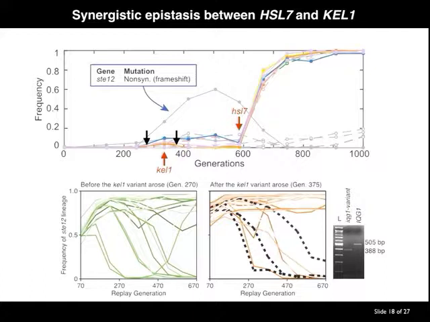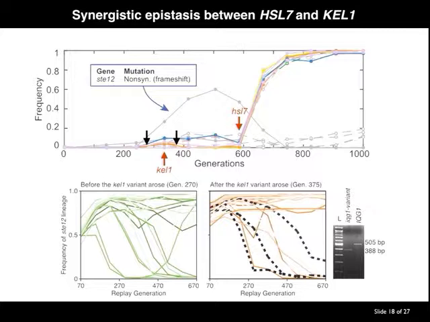Before the KEL1 variant arose, starting from generation 270, these different green traces are following this sterile 12 lineage. In many of the cases, the sterile 12 lineage in the replay actually ends up fixing. But in many cases, the sterile lineage still continues to go extinct. Then here are the restarts at generation 375, after the KEL1 mutation. And again, in many of the cases the sterile 12 lineage won in the replay, but in many cases, it once again loses.